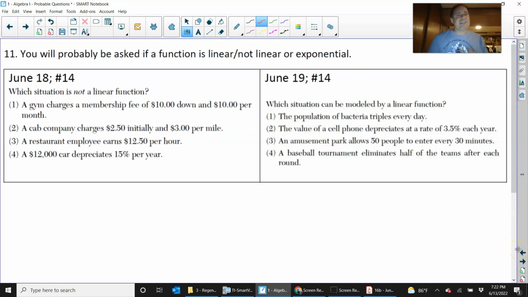You'll probably be asked if a function is linear or not linear, or exponential or not, right? Which situation is not a linear function? Remember, a linear function has a steady, constant rate. It has to be the same amount increasing or decreasing each time. So anything that changes, that's exponential, right? So a gym charges a membership of $10 down and $10 per month.